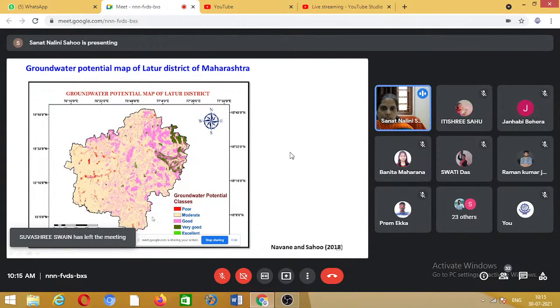So now from this legend you can see the groundwater potential classes. Red means poor, meaning in this area there is less possibility to get groundwater. Whereas the light green portions are the excellent groundwater potential areas, where there is maximum possibility of groundwater occurrence at those locations.